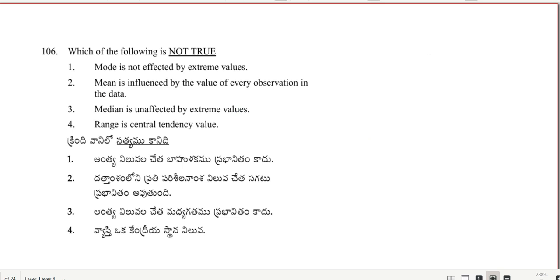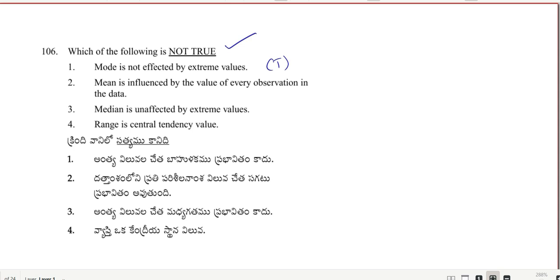Now let us see the next question. Which of the following is not true? Mode is not affected by the extremes. This is a true statement, but we are asked to find the statement that is not true, that is, the false statement we need to select. So the first option is not correct.